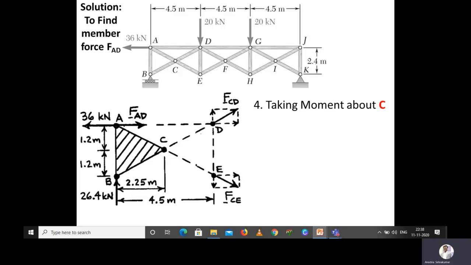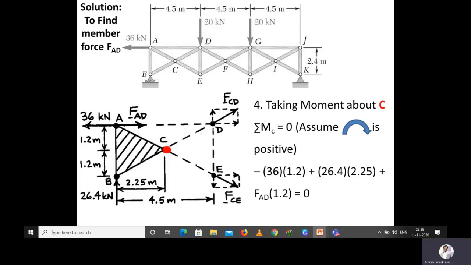Again, if we are taking moment about C, you will have only three forces and only one unknown force. That is, you will have a force of 26.4 kilonewton, and then you will have a force of 36 kilonewton, and then you will have a force of FAD. So two forces are known and only one force is unknown. So we have to select a point in such a way that there are very few unknown forces. So only we are taking moment about C. So now we are taking moment about C. So we are assuming that clockwise moment is positive.